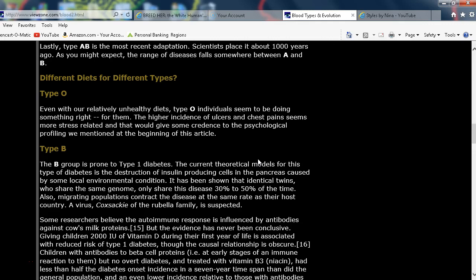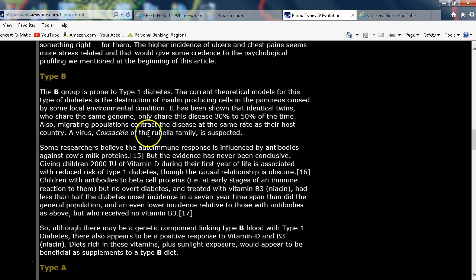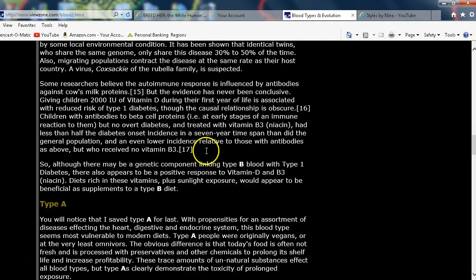It has been shown that identical twins who share the same genome only share this disease 30 to 50% of the time. Also, migrating populations contract the disease at the same rate as their host country. A virus called Coxsackie, of the rubella family, is suspected.